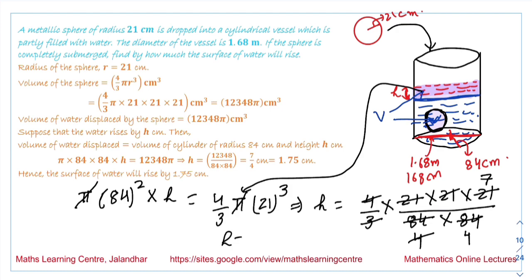So the value of h that we get is 7 by 4, which is equal to 1.75 centimeters. So we are saying the height by which this water level will increase will be equal to 1.75 centimeters, and this is what we have to calculate.